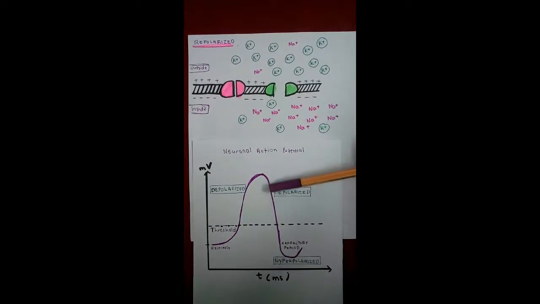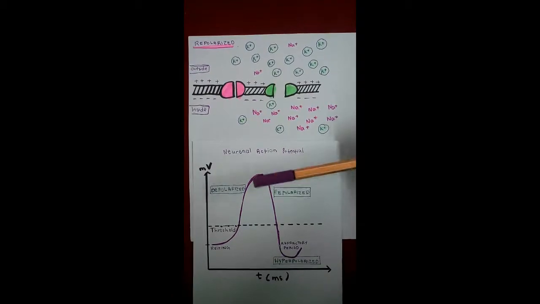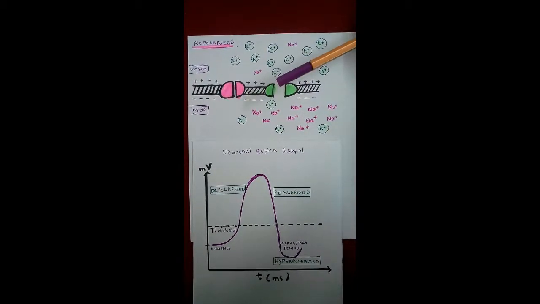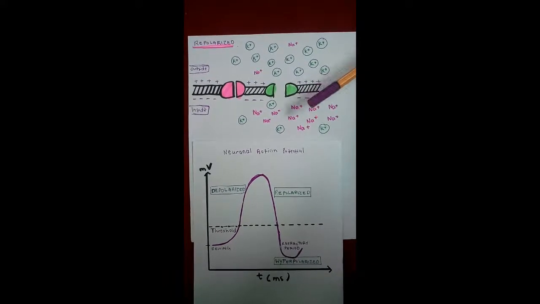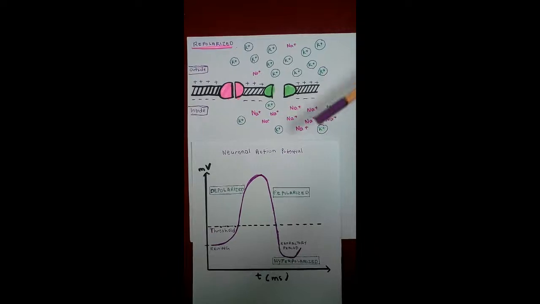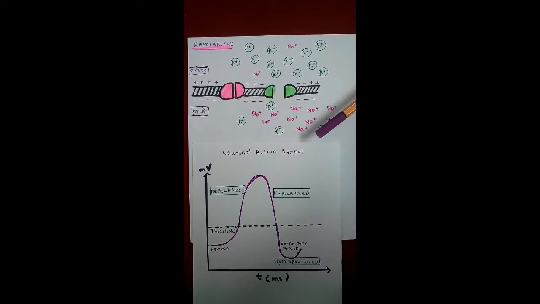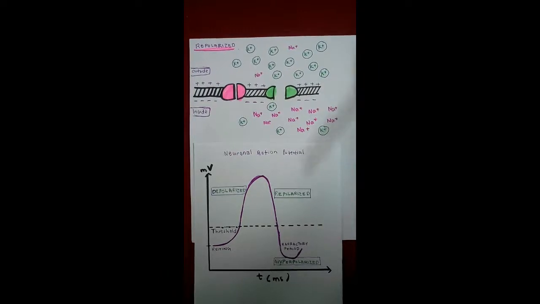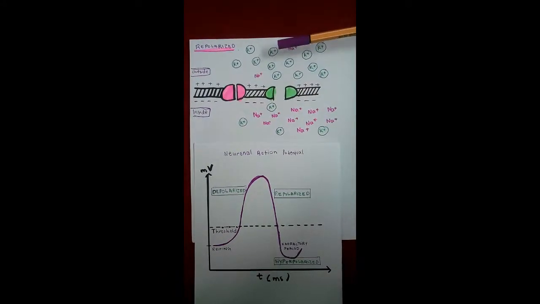The peak voltage of the action potential causes the gated sodium channels to close and opens the potassium channels, allowing potassium ions to move outside the membrane. Sodium ions stay inside the membrane. The membrane is now said to be repolarized because it is negatively charged inside and positively charged on the outside.